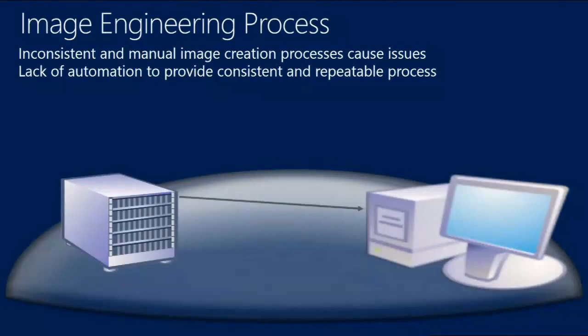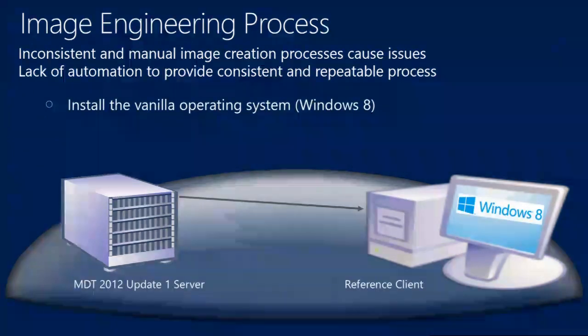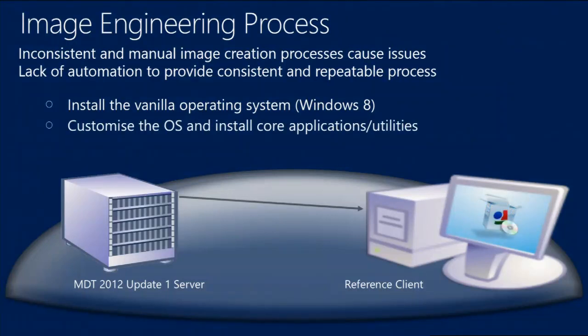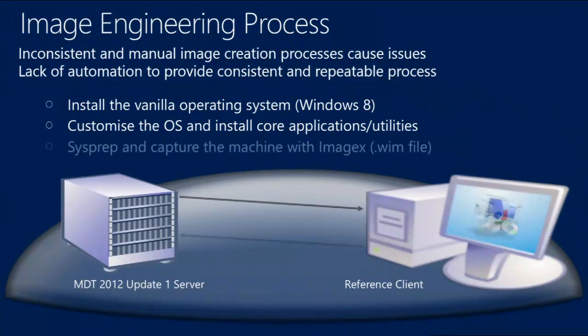So you'd have an MDT server and a reference device. From our perspective, the reference device should always be a virtual machine. We don't recommend using hardware devices to build images anymore. It should always be a virtual machine so that you have a clean image when you build it, customize it and sysprep it. So we build the virtual machine with the vanilla version of Windows 8 using MDT. We then customize that operating system, install our core applications, take away or add the features we need, add the customization as per the form that I showed you earlier. And then we sysprep and capture that image back to the MDT server, ready for deployment.